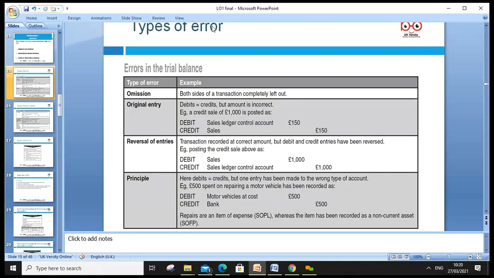Sales are normally credit and the sales ledger control account is the debit. What is meant by sales ledger control? It means trade receivable and debtor. If we have a credit sale, then we have a sales ledger control.